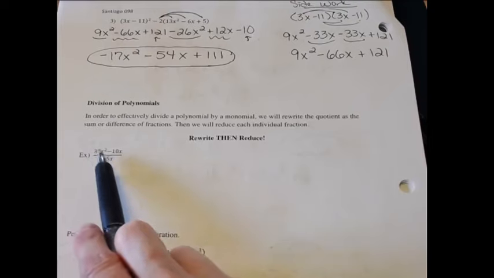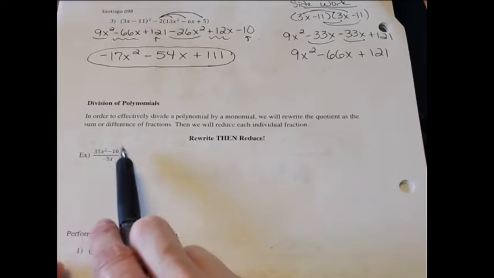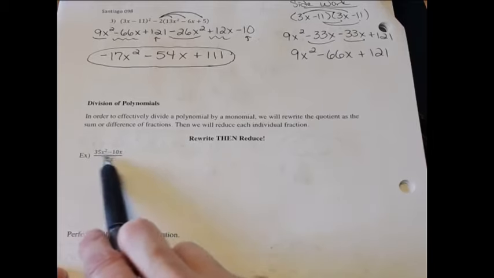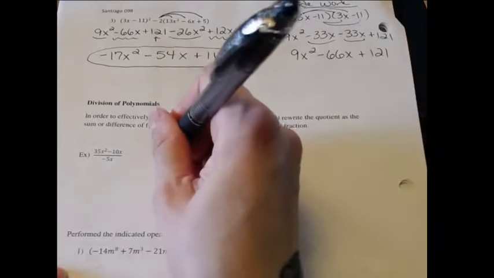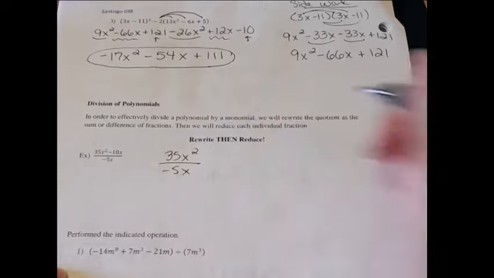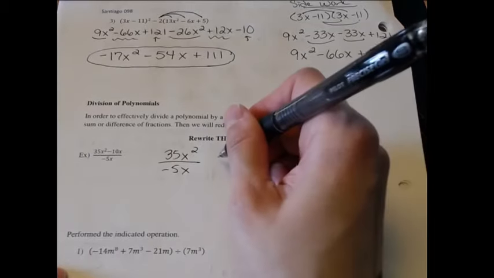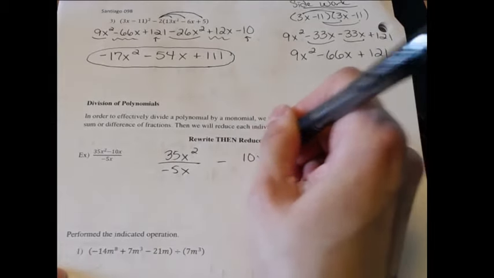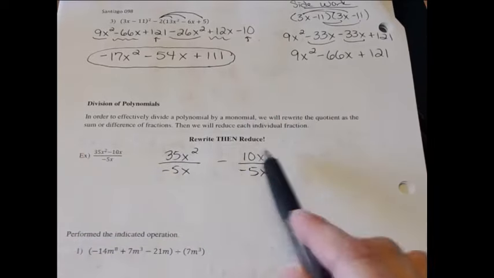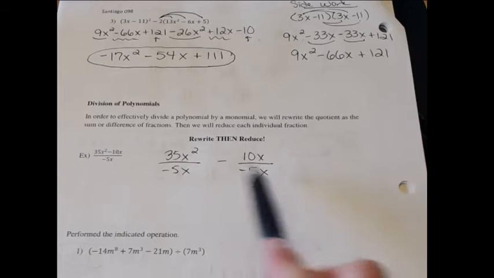So let's take a look. Notice we have 35x to the second minus 10x. This is a binomial, right? We have a binomial over a monomial. So we should have two terms. So my first term is 35x to the second over negative 5x. And then we have a minus 10x over negative 5x. Do you see how all I did was split them up into two terms, both of them being divided by a negative 5x?